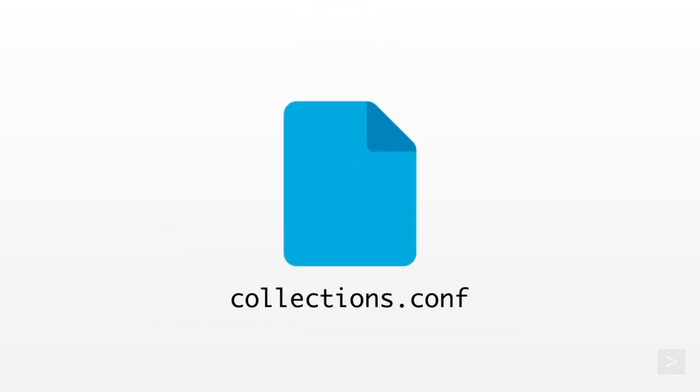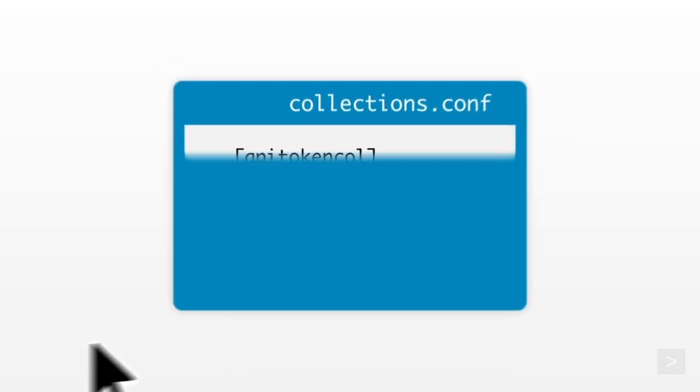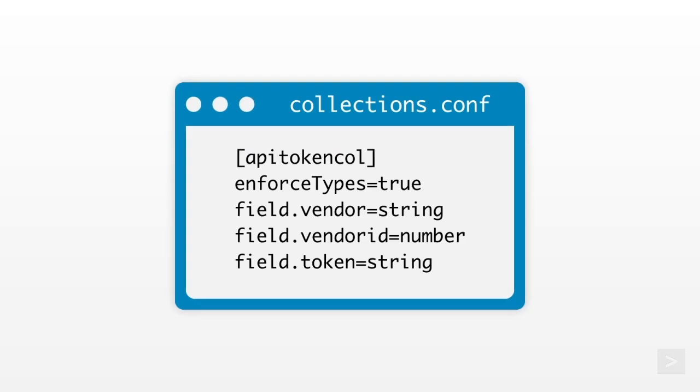Collections are defined by a Splunk admin in the local directory of an app using the collections.conf file. To use as a lookup, they must have at least 2 fields with one field that will match values in your event data. Here is what our API tokens configuration would look like. The stanza name is the name of our lookup. Using the enforce types directive, we tell Splunk to only allow data types that match our field definitions. We define our fields and give them a type.